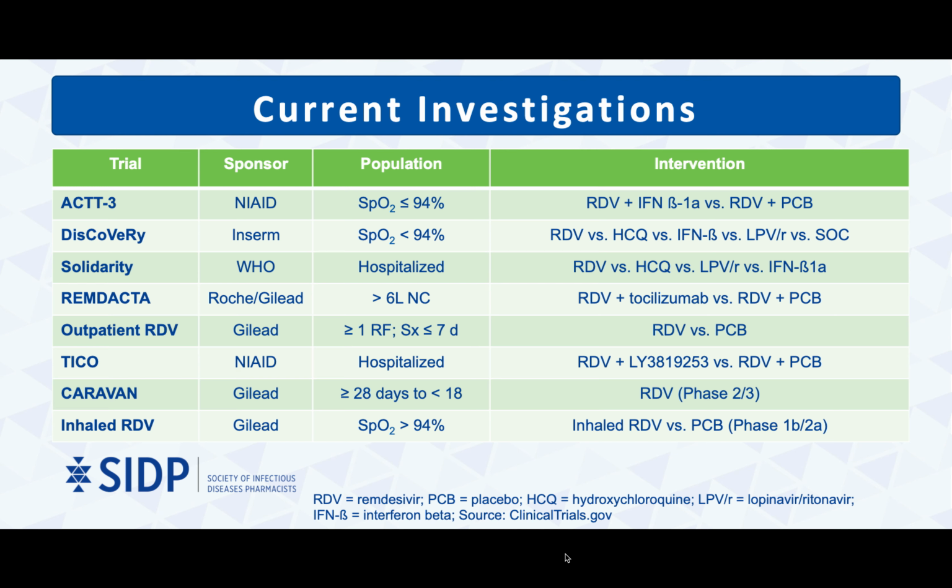The NIAID-sponsored TICO trial is an adaptive randomized trial that will study the safety and efficacy of investigational therapeutics for COVID-19, with remdesivir serving as the standard of care, and the first investigational agent under study being the monoclonal antibody from the ACTIV-3 study, or LY3819253. Additional studies include a phase 1b/2a study for inhaled remdesivir, and also a phase 2/phase 3 single-arm open-label study of remdesivir safety and kinetics in pediatric patients.